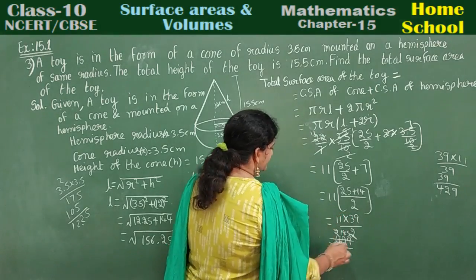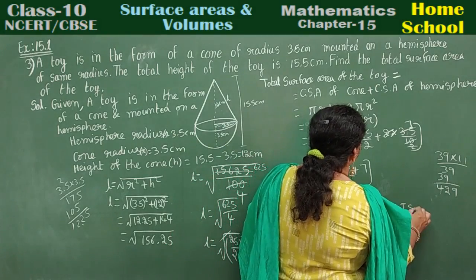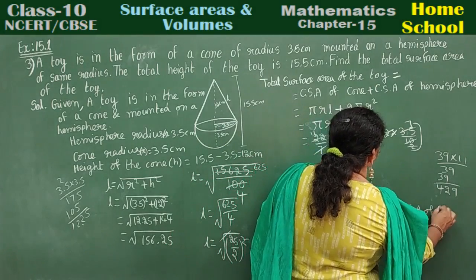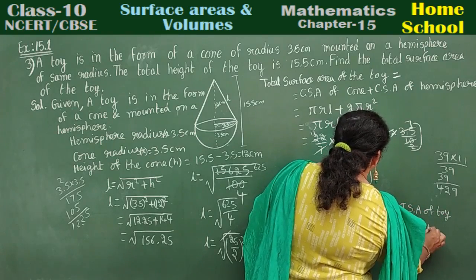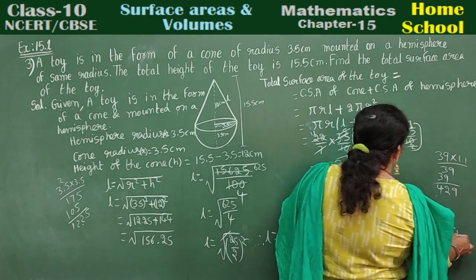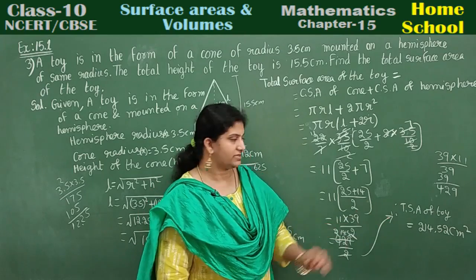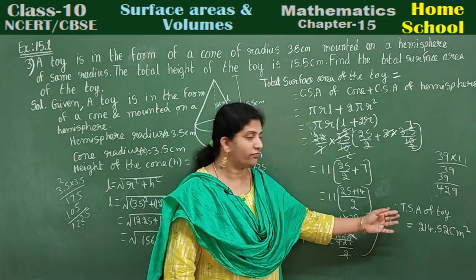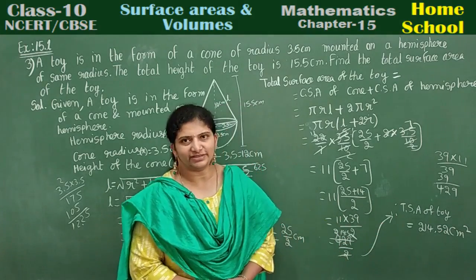Therefore, what is this one? You can write here. Therefore, TSA of a toy is equal to 214.5 centimeter square. Area is always in square units. Therefore, total surface area of a toy is equal to 214.5 centimeter square.